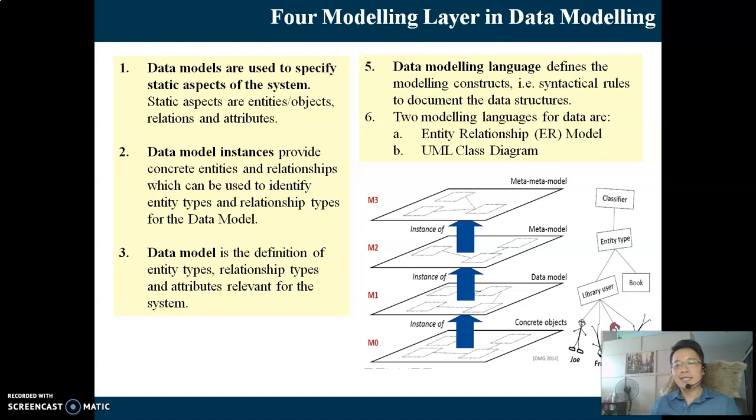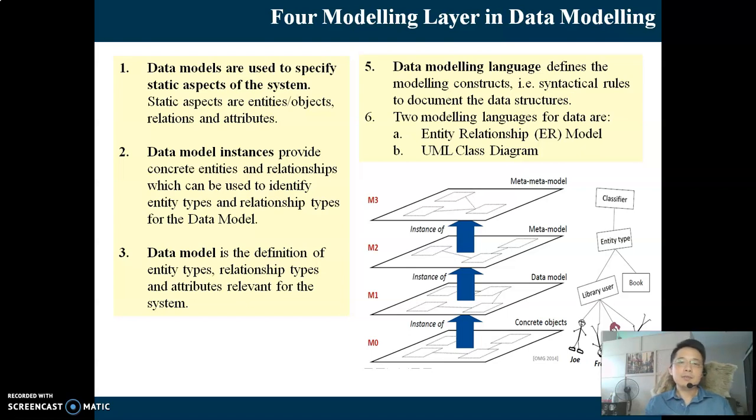Let's begin with the lowest layer, concrete objects. Concrete objects are example objects that we can identify from scenario. These concrete objects have individual identities such as names, matrix number, etc. Concrete objects serve as examples that we can analyze. When we analyze, we identify the class type of the concrete objects. This will help us to identify the entity that we can use in the data model.